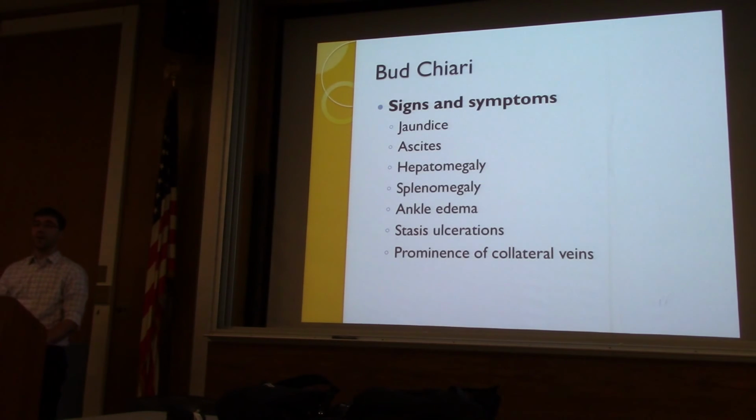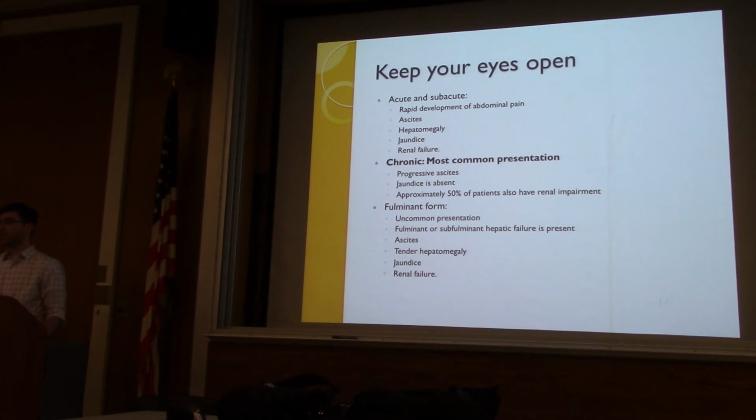Signs and symptoms are not that uncommon for what we see in the ED for someone with liver failure, whether acute or chronic. Jaundice, ascites, hepatomegaly, splenomegaly, the things you always see, ankle edema, stasis ulcerations, and prominence of collateral veins. So it's something that's walking through our doors very frequently, and maybe we should pay a little bit more mind to it and keep our eyes open, because there are a bunch of different forms.